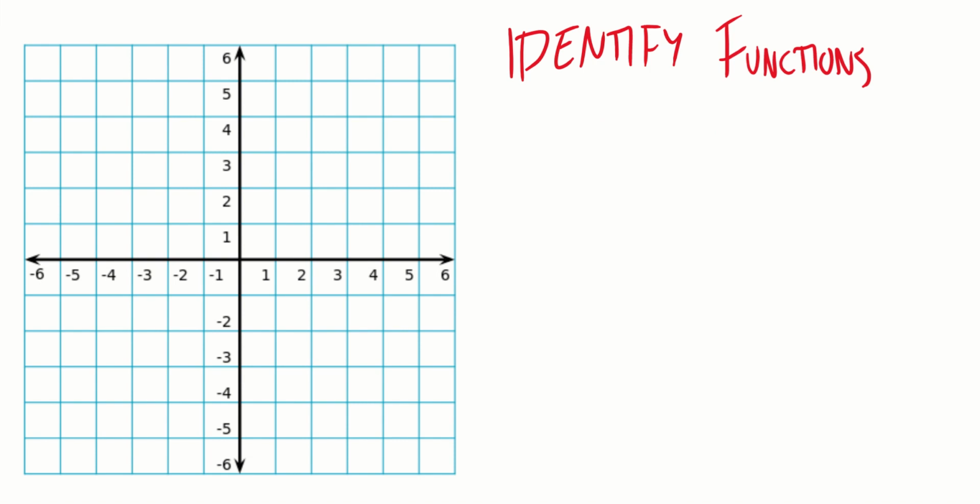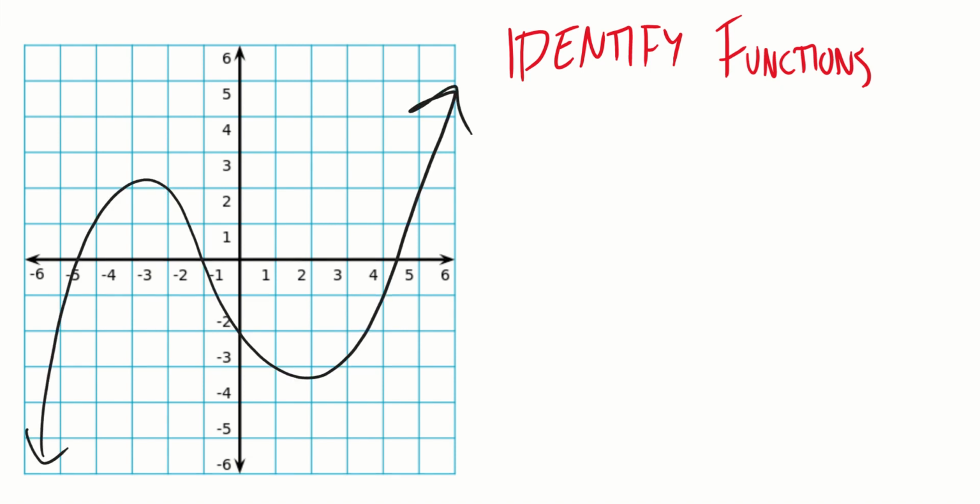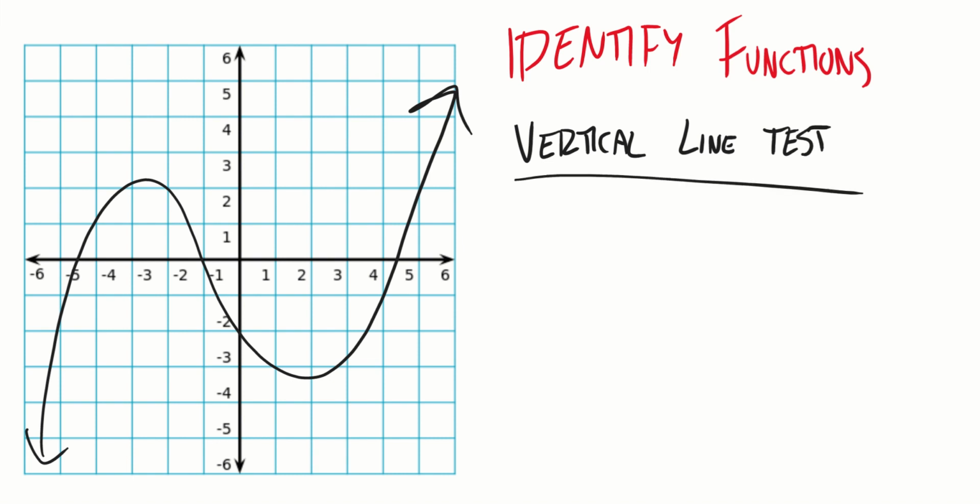So if I am graphing a line or a function or some kind of equation on my graph, and it looks like this, I don't want to just say, okay, well, is this a function? The way that I want to do that is by talking about what we call the vertical line test. The vertical line test helps me to identify functions.